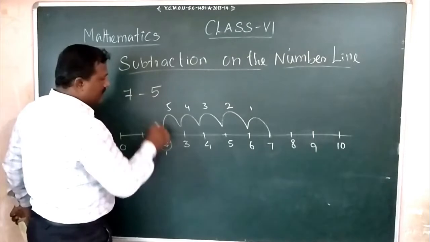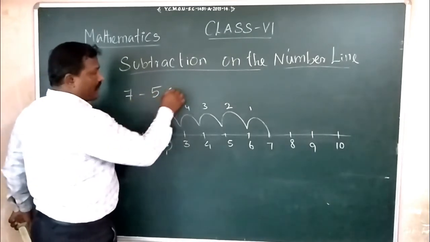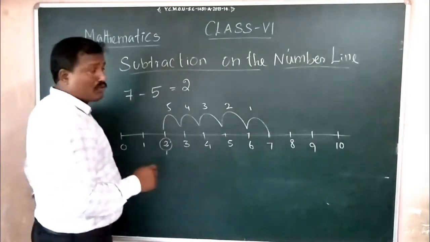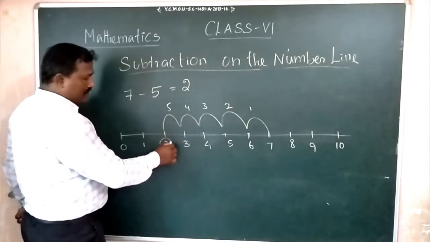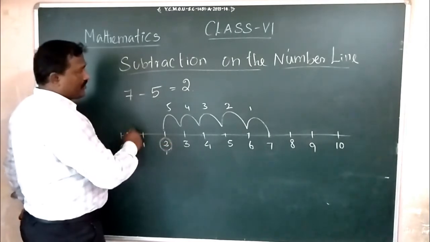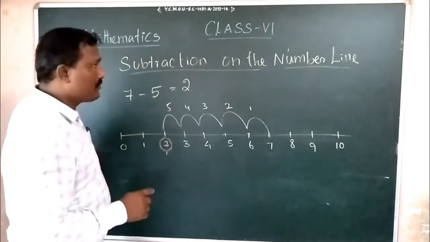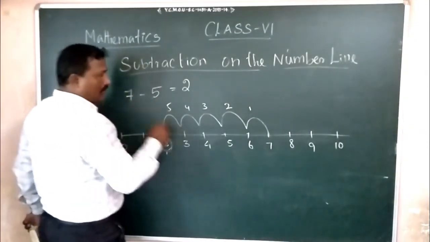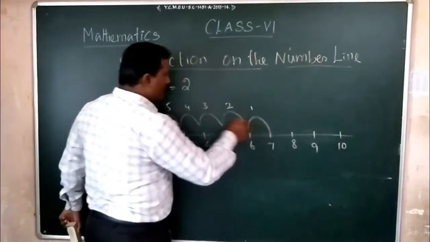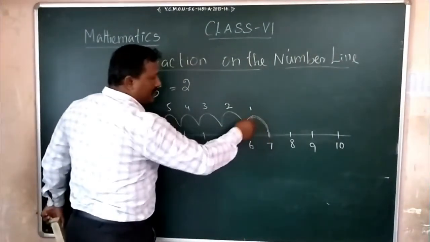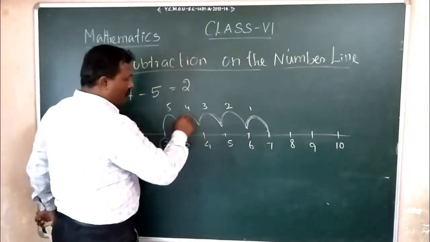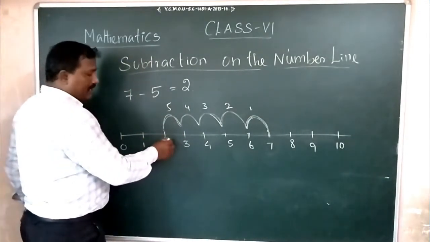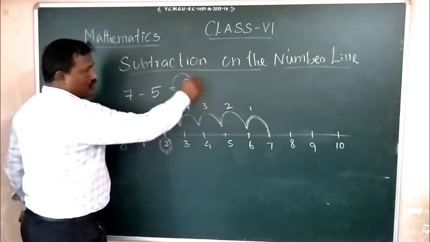So 2 is the answer. 7 minus 5, you get 2. Finally I reach 2. This is the answer. So now we know how to subtract using the number line. I want to subtract 7 minus 5, so I start from 7 and jump 5 times: 1 time, 2 times, 3 times, 4, 5. So finally I reach 2. So the answer is 2.